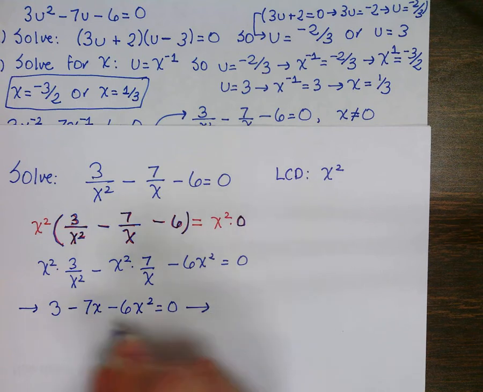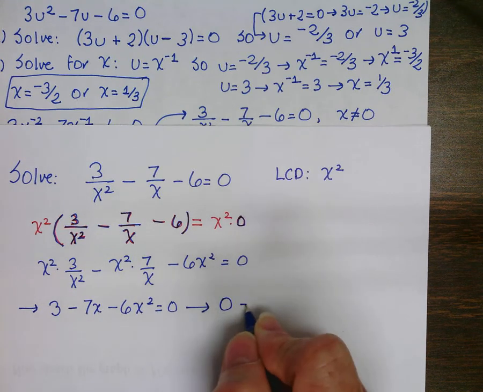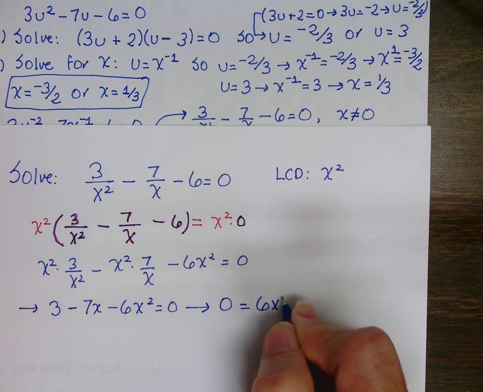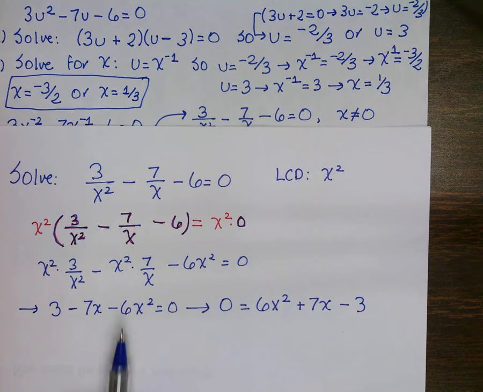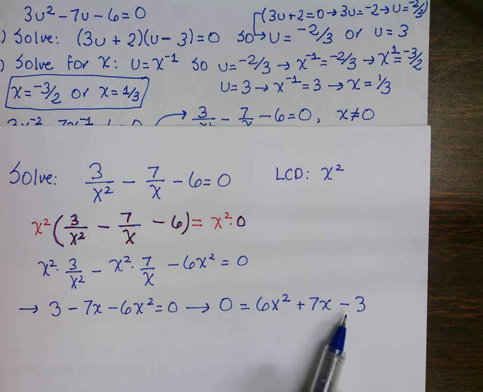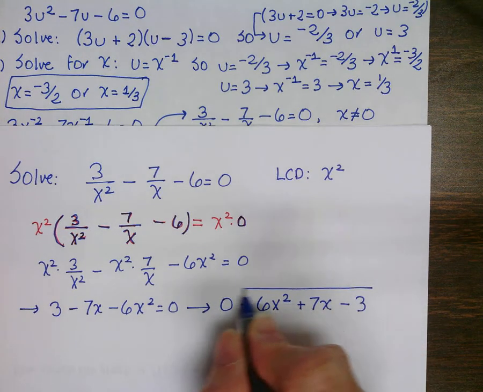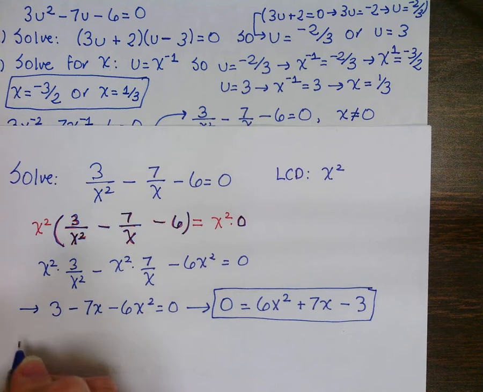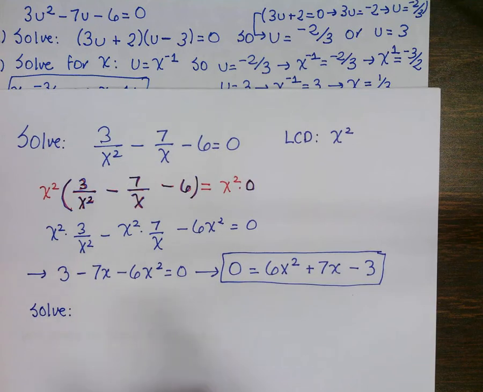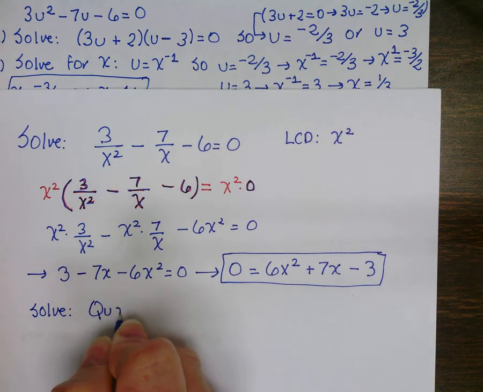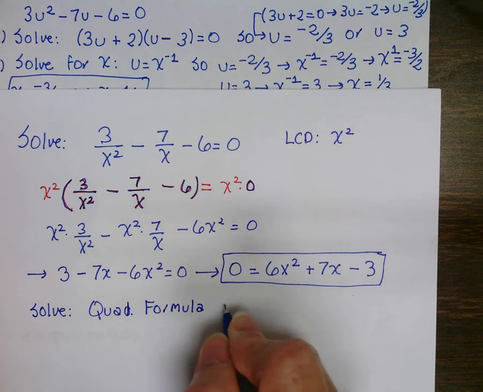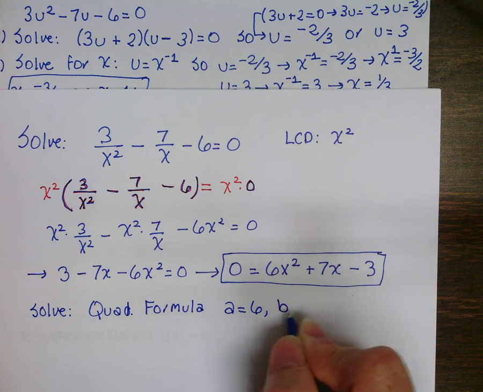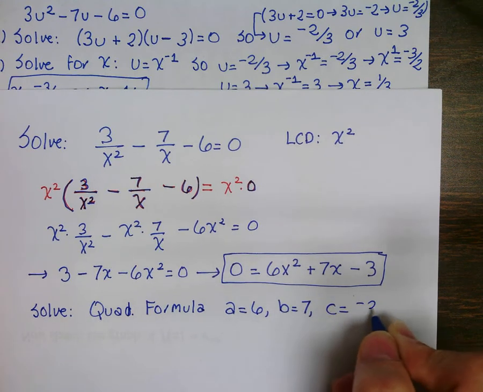And so I will put that in the easier form to solve, bring everything over to the other side. 6x squared plus 7x minus 3. Make sure I did that right. 6x squared plus 7x minus 3 equals 0. Now, you might think of the quadratic formula to solve this, and let's go ahead and do that for practice. Okay? Quadratic formula. A equals 6, B equals 7, and C equals -3.